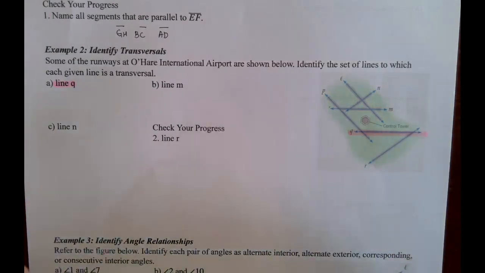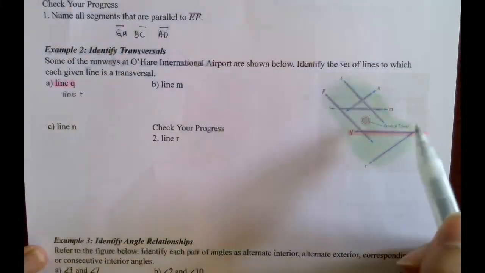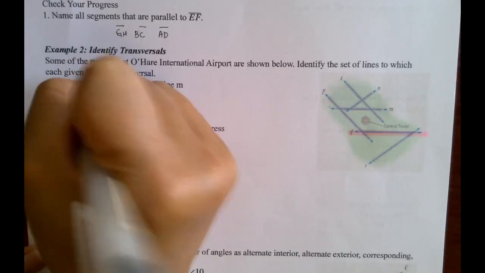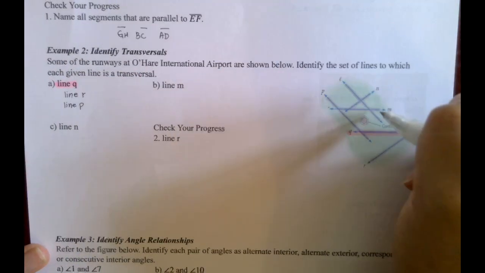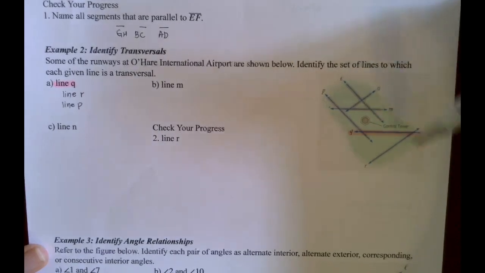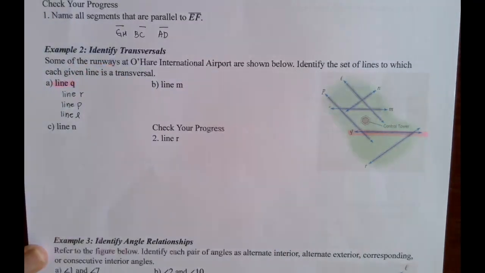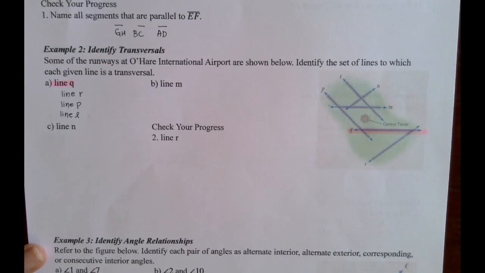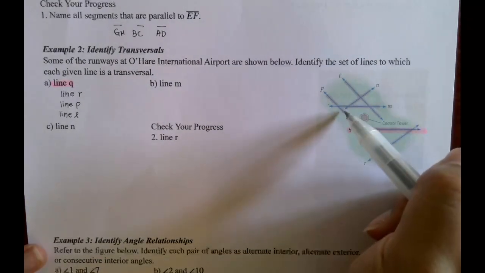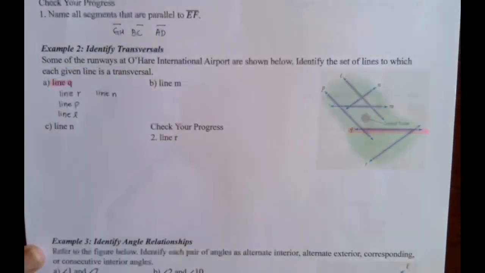So line Q is a transversal to line R. It's a transversal to line P. And eventually, no, I guess that's all. And then here, if line L was extended, Q would also hit line L. And the same thing here: if N was extended, Q would also hit line N.